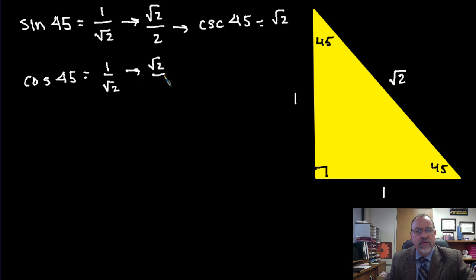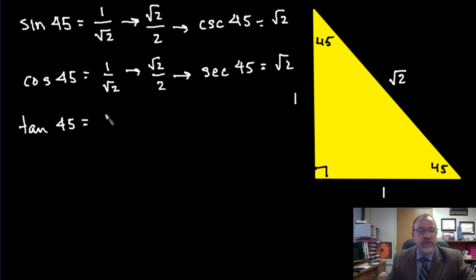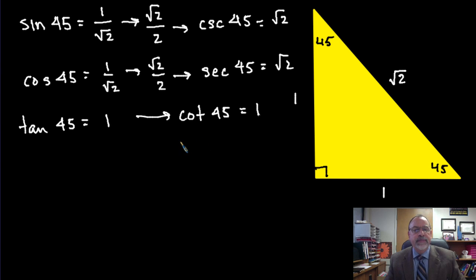And again, the rationalized version would be this, and then the reciprocal of the cosine would again be the same because the sides are the same. Then we have our tangent of the 45 is opposite over adjacent, which is 1 over 1. And the reciprocal function of that then would be 1 over 1 as well, or 1. So you can see, because the sides are the same, the 6 trigonometric functions are pretty easy to remember. You only have to really remember two things. 1 over square root of 2, because that's the sine and the cosine. And then the tangent is a 1. And then the reciprocal functions are easy to figure out from there. Okay.